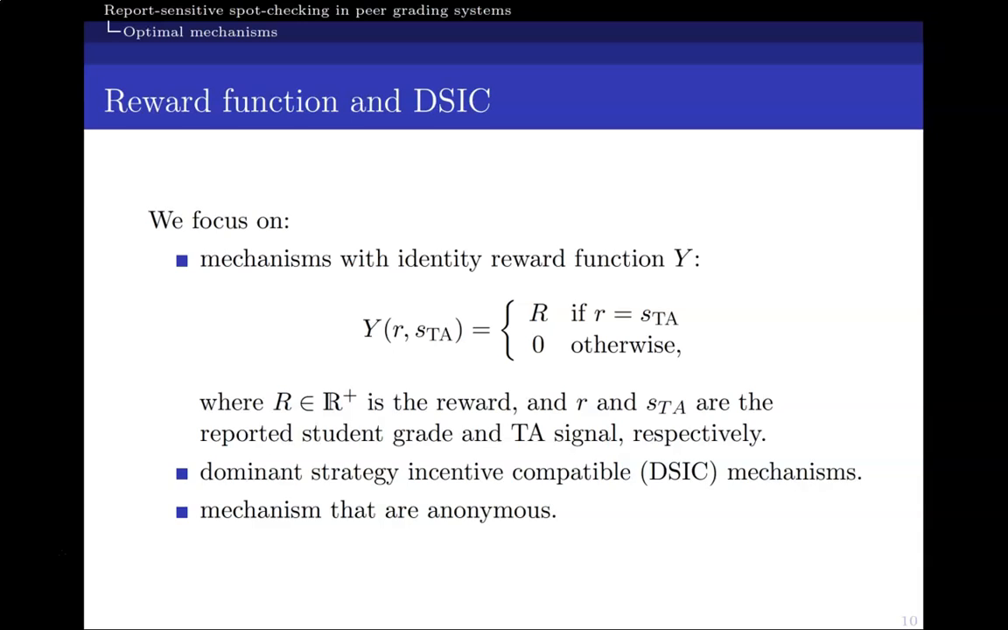In our work, we focus on dominant strategy incentive compatible mechanisms, or DSIC mechanisms, which in the classroom scenario means that we want each student to prefer to be truthful no matter what all other students have decided to do. Also, our mechanisms are anonymous, meaning that they cannot identify students.